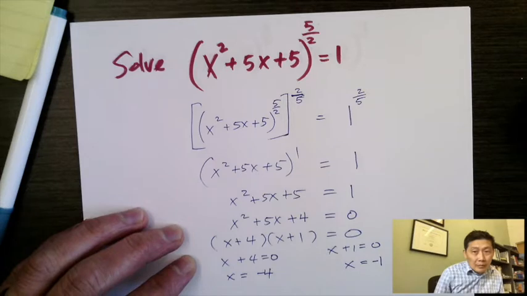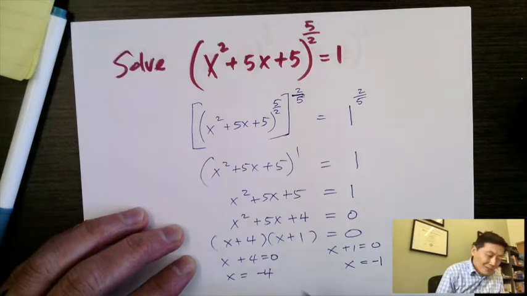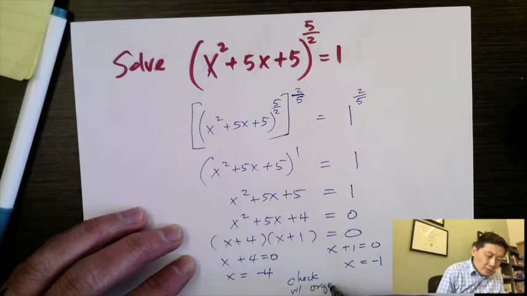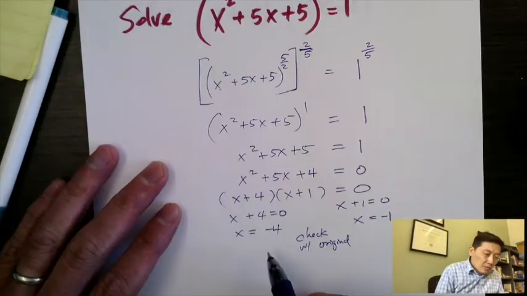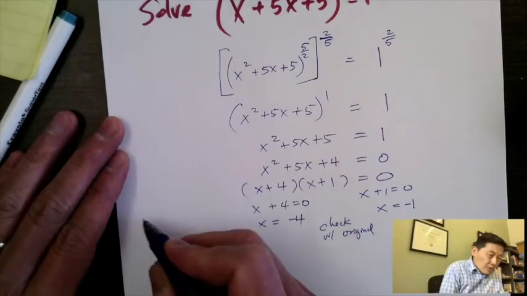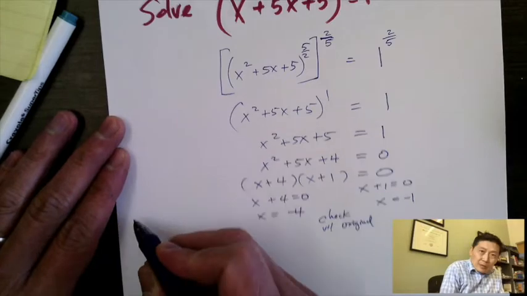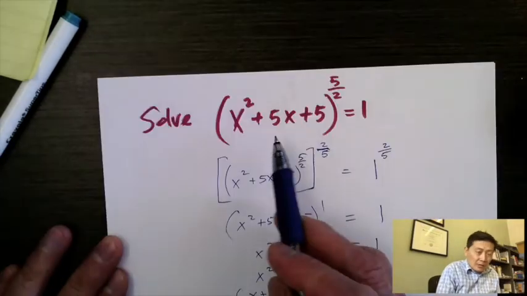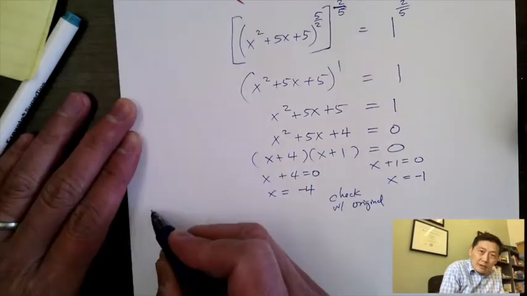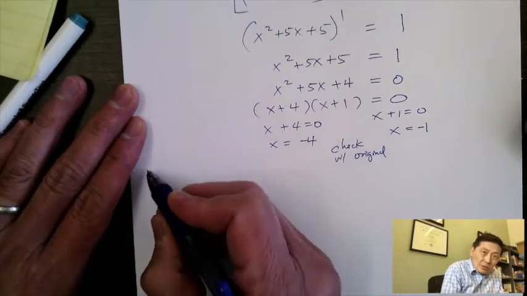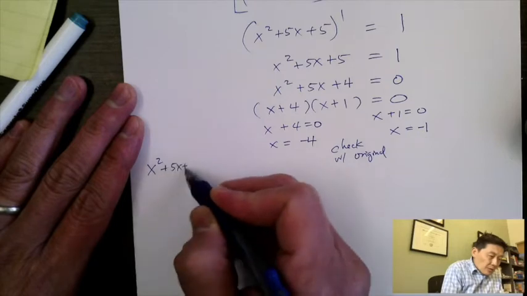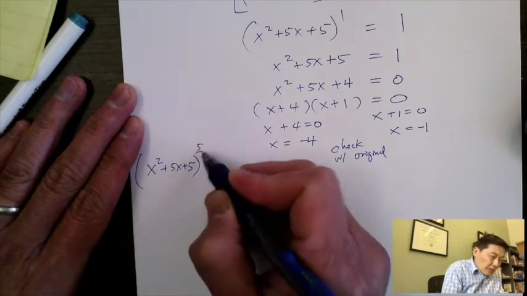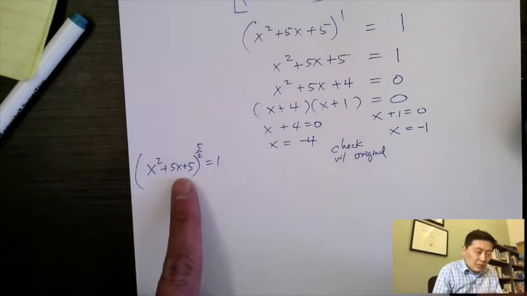Now remember, we got to check. So we got to check again. Check with the original. Right? Check with the original equation. Let me write the equation over here because the original equation is going to go out of the screen. So I'm going to put it right here just as a reminder. So as we check, you know which equation we're using. X squared plus 5x plus 5 to the five halves power is equal to 1. So that's the equation we want to check.